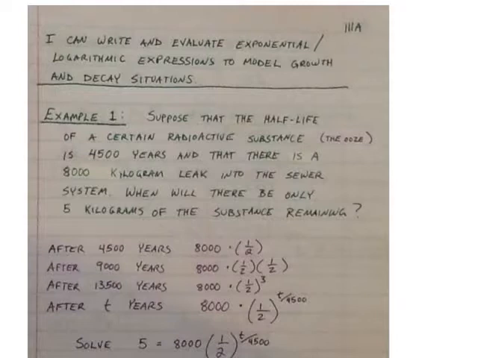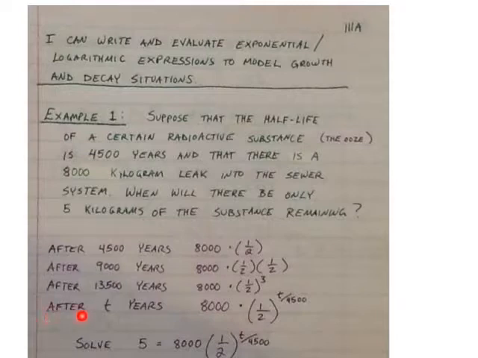So if I started to rationalize through this, since we start with 8,000 kilograms, after 4,500 years we'll have half of that. If we go for a total of 9,000 years, we'll take the 8,000, we'll cut it in half, and then we'll cut it in half again. If we go 13,500 years, we will take our 8,000 and we'll cut it in half 3 times.